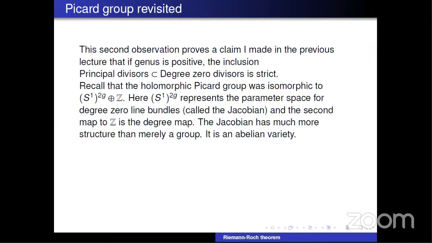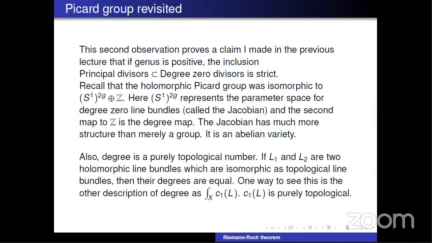In other words, on CP1, every degree 0 line bundle is trivial. Equivalently, every divisor of degree 0 is principal. So this is a very nice picture for CP1 and does not work when the genus is positive.